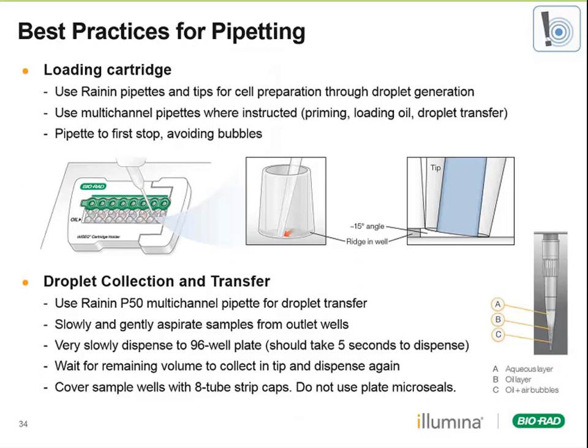Now when we go to the 96-well plate, we're very slowly going to dispense the droplets. Count 5 seconds to yourself. By moving this slowly, we're making sure not to shear or lose any of the droplets, increasing your final yield. Because we're using an oil base, there's going to be volume sticking to the tip. So we're going to wait for some time to allow volume to collect in the tip and do one final dispensation to collect as many droplets as possible. At this step, we're going to seal the column with 8-tube strip caps, which is a little bit different. We don't want to use a plate microseal here because that can disrupt some of the droplets.